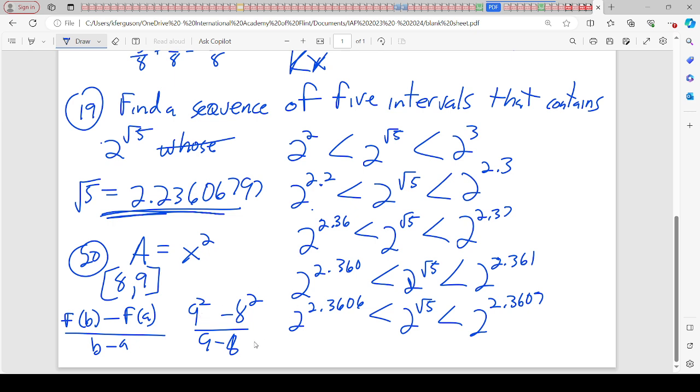9 squared is 81. So I got 81 minus 8 squared is 64. And that's over 1. So the 1 falls off and I just subtract 81 minus 64. What's that? 17? And that's my answer. And now that's everything. You're welcome. It'll be in 2 parts.